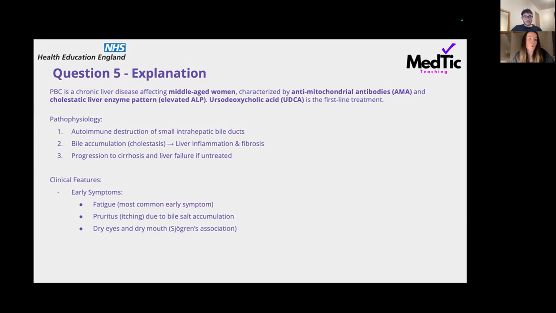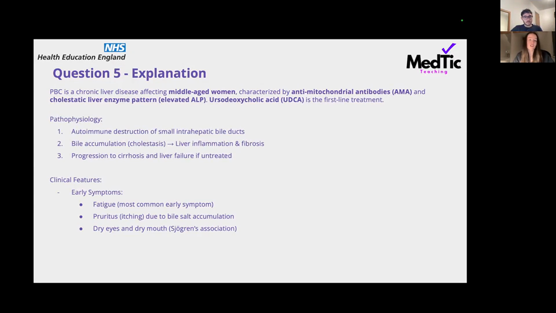So in terms of what causes PBC, it's an autoimmune process. So the destruction of your intrahepatic bile ducts. When they're destroyed, it causes bile to build up and causes inflammation and fibrosis and cirrhosis of the liver, and that can lead to liver failure if it's untreated as well.